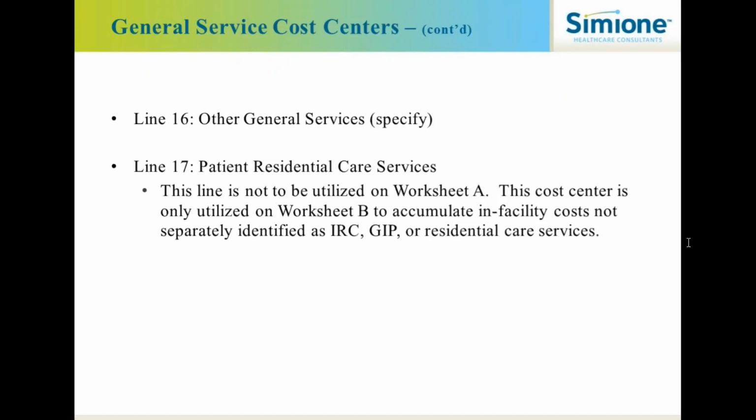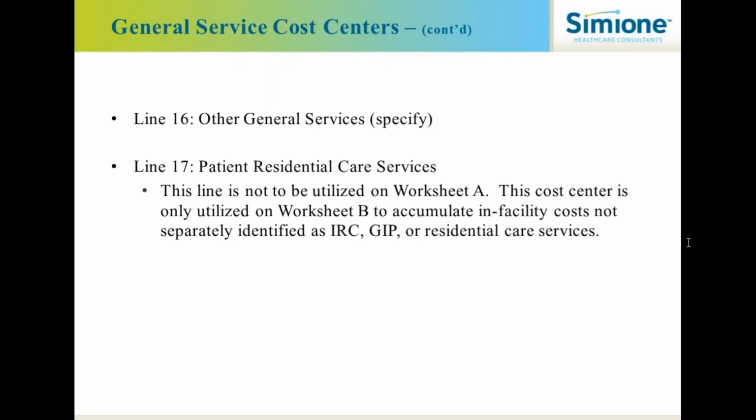Next slide. Line 16 is all other general services. And line 17 is patient residential care services. You don't actually report any costs on line 17 on worksheet A. This line 17 is primarily used through the step-down methodology, and that's if you have an inpatient unit where you're doing both residential care and inpatient. The costs would get carved out via the step-down.